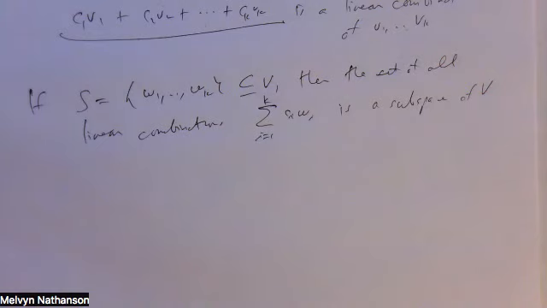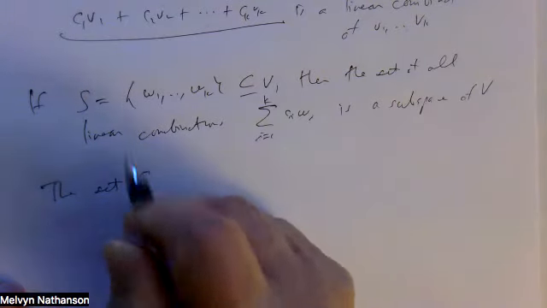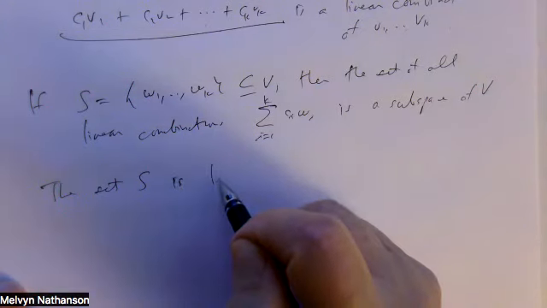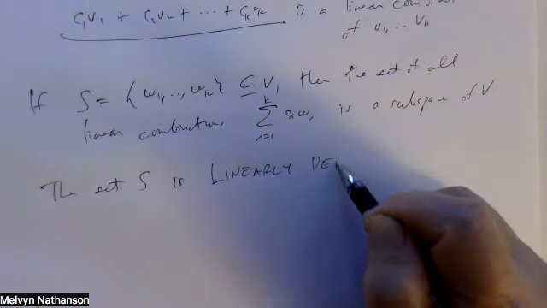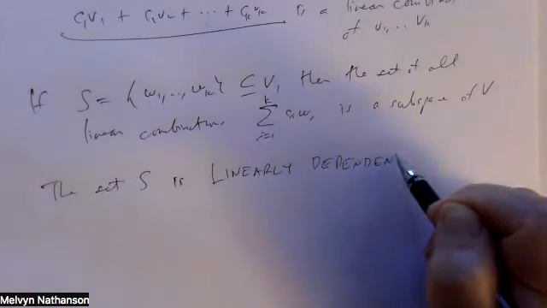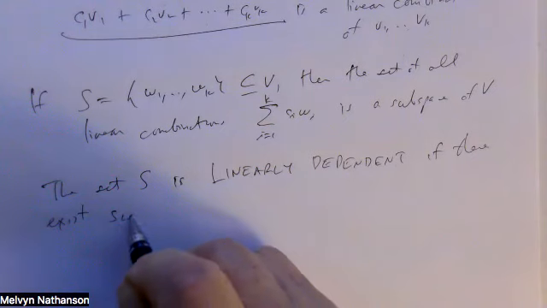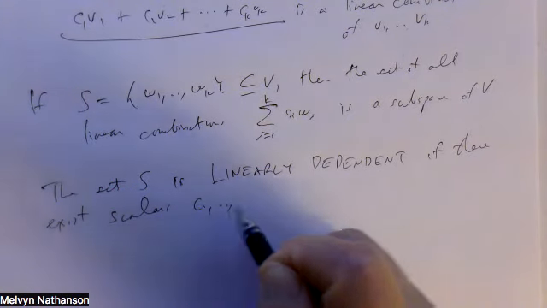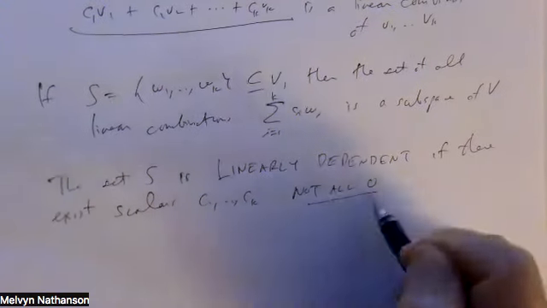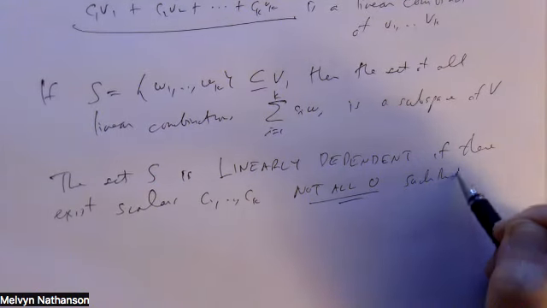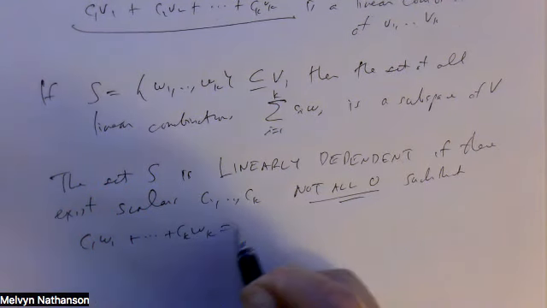And we say that the set S, this set, is linearly dependent if there exist scalars C1 up to C sub K. Some can be zero, but they're not all zero, such that the linear combination is the zero vector.